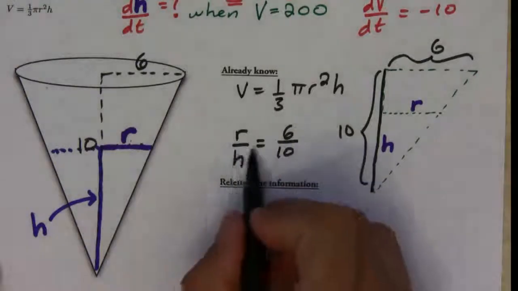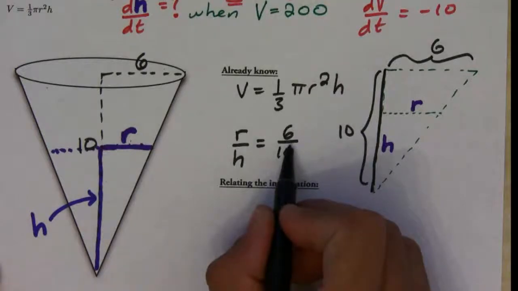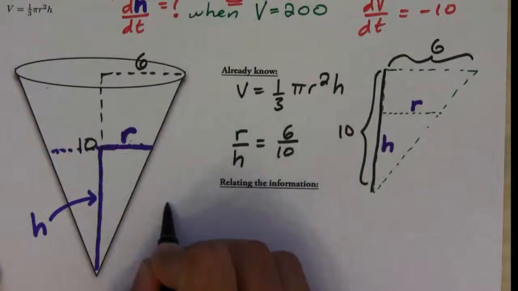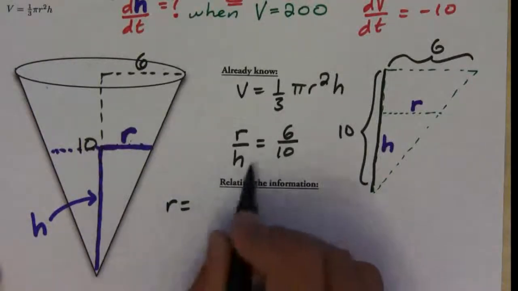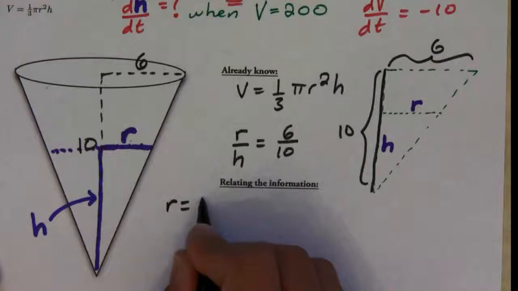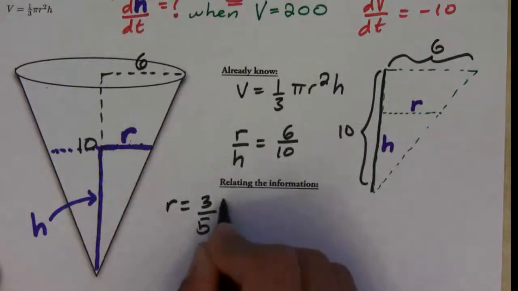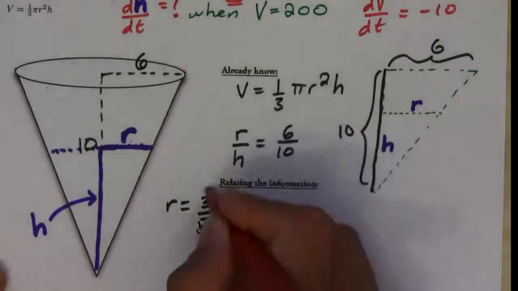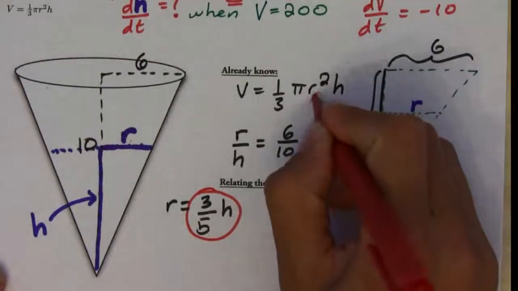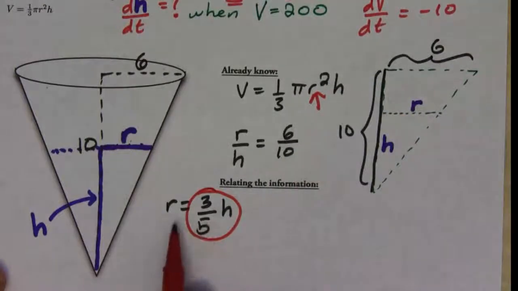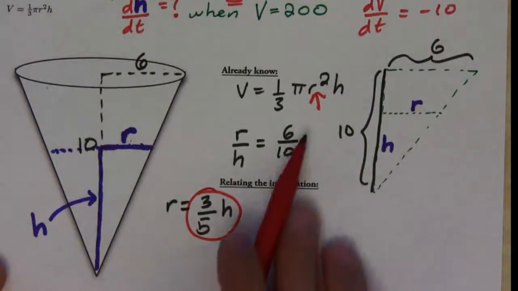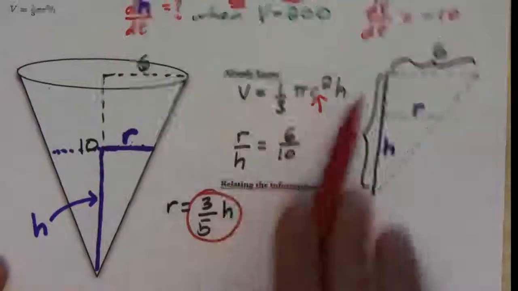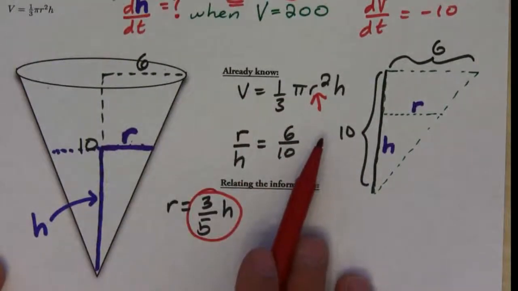Okay, so if I want to write the radius in terms of the height, I would get that R is equal to 6/10 H, which is the same thing as 3/5 H. And then what I can do is grab this and plug it into this R. Now you might be wondering, why did I solve for R and not for H? Well, notice that what I'm looking for is the derivative of H. So that means that in my formula I want to keep my H's.